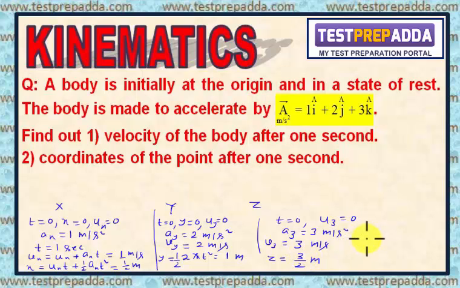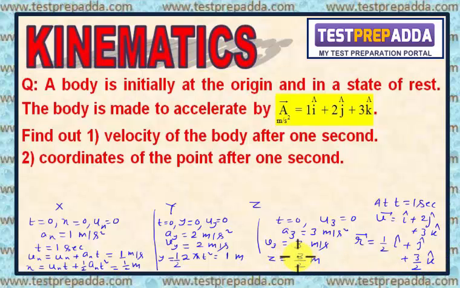So, what will be the velocity at time t is equal to 1 second? The velocity will be written as i cap plus, you can see 2 here, so 2j cap plus, you can see here 3, so 3k cap. And what will be the position vector? The position vector can be written as half i cap, you can see here half, plus j cap, you can see here it is 1, plus 3 by 2 k cap. Okay.